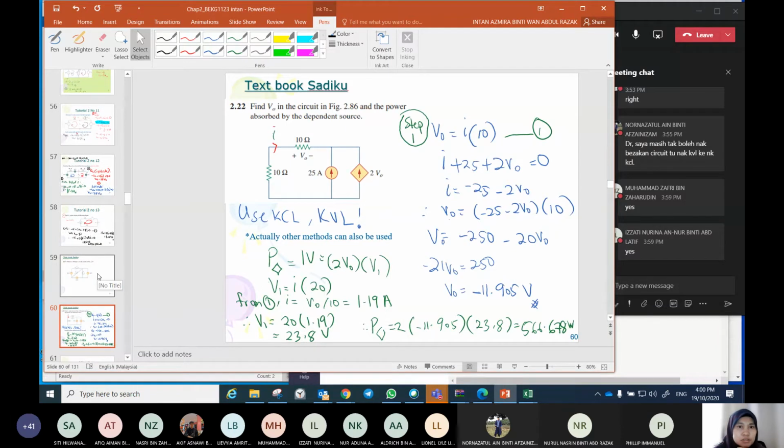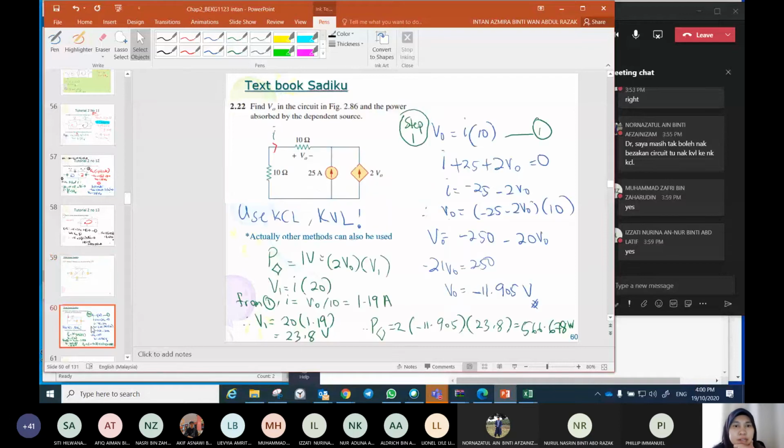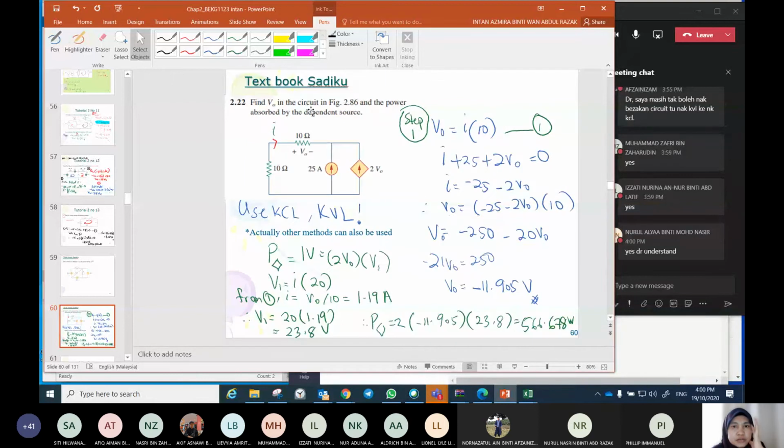Okay, this is another example in the textbook by Alexander Sadiku. Okay, we keep it first. We go to the next example. I took this from the textbook, Sadiku, Alexander Sadiku. Find V naught in the circuit and find the power absorbed by the dependent source.